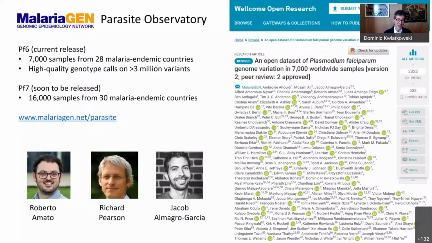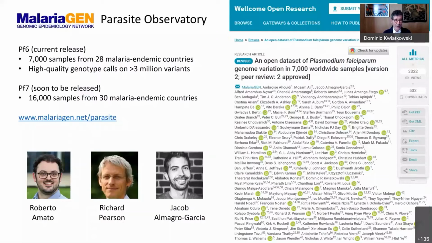Let me simply say that the current release of our Parasite Observatory data, the PF6 data release, has 7,000 Plasmodium falciparum samples from 28 malaria endemic countries. The data set includes high quality genotype calls on over 3 million variants. On the right-hand side, you can see where it's published in Wellcome Open Research. You can see that we publish it with an alphabetical author list, like particle physicists do. You can access all these data at the Malariagen website, malariagen.net/parasite.